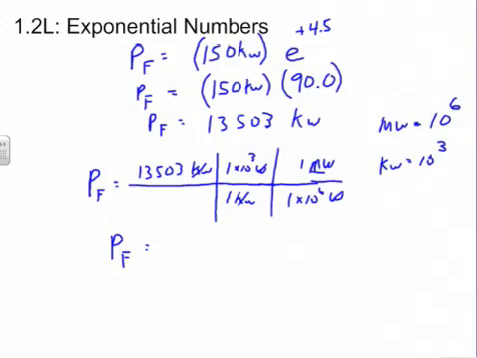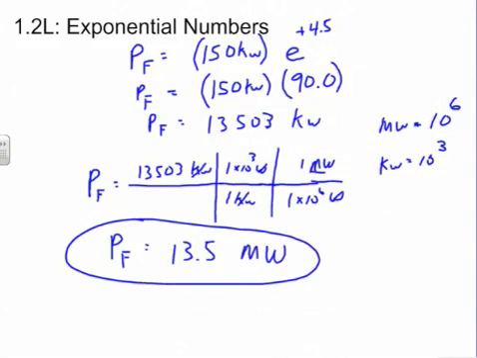When you get all done, the correct answer should be 13.5 megawatts. So our final answer, after 15 minutes at a plus 200 second reactor period, we'll have a final power of 13.5 megawatts.